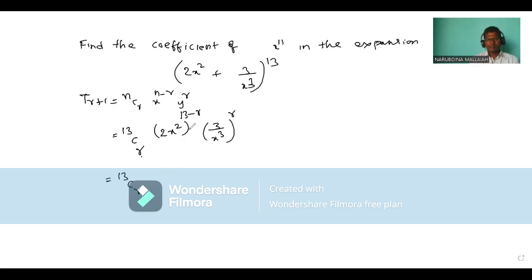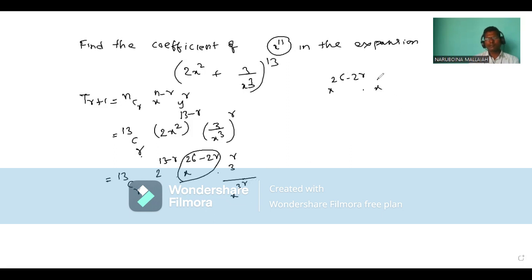Then see, the power is applied to both of them. That means 2 to the power of 13 minus r. Again x to the power of 2 into 13, that is 26, minus 2 into r, 2r. Here 3 to the power of r, write as it is. Here x to the power of 3 into r, 3r. To find the coefficient of x to the power of 11, we require only the x terms. So that's why I am separating these x terms: x to the power of 26 minus 2r, and x to the power of 3r in the denominator.